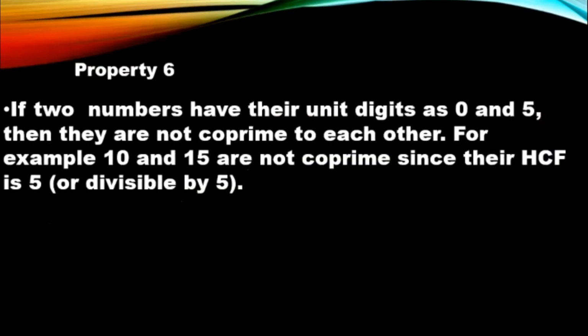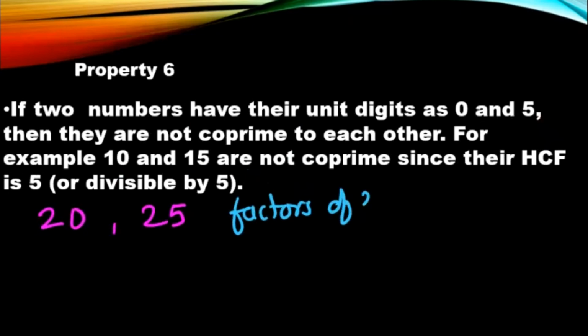Let us see now property number 6. If two numbers have their unit digit 0 or 5, then they are not co-prime numbers. For example, we will take 20 and 25, these two numbers. So here in 20, 0 is at the unit place, and in 25, 5 is at the unit place. So both these numbers are divisible by 5.